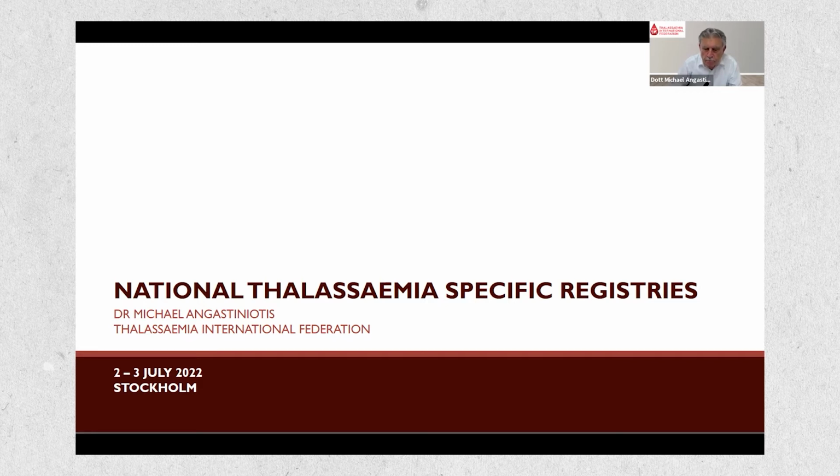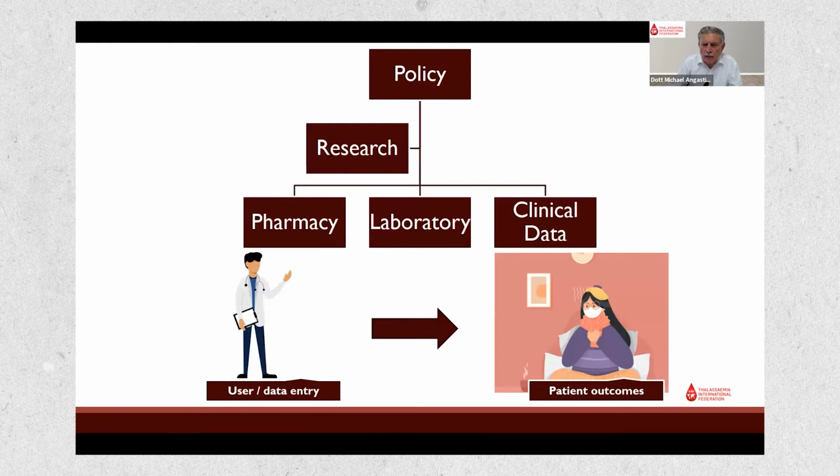I would like to talk to you today about thalassemia-specific registries. In this cartoon, we're trying to show that there's a lot of data which has to be gathered that will affect the patient outcomes, and they include clinical data, laboratory data, pharmacy, everything that's gathered in research. And all of these things can actually guide policy and service development.